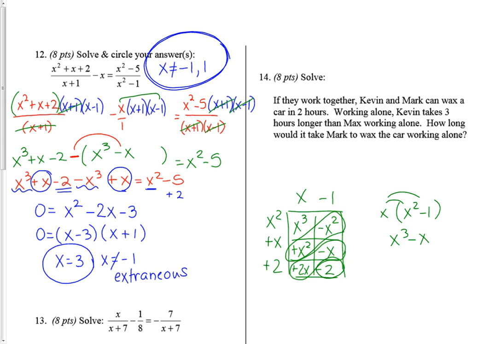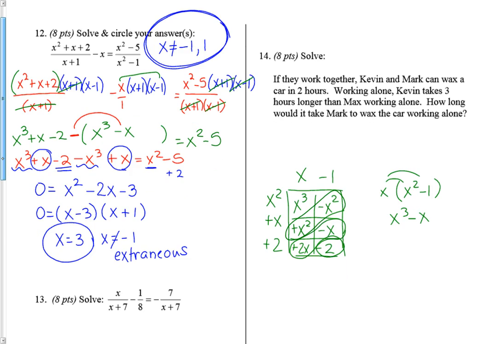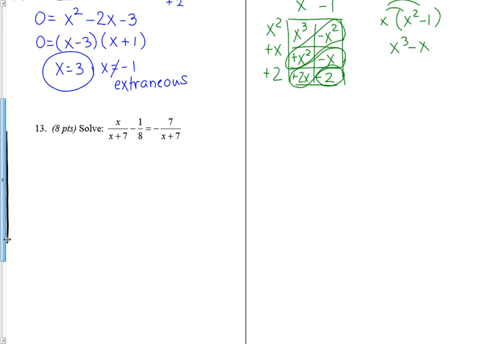All right, so let's scroll down to number 13. This one's already nice and factored for us. So I just need to multiply both sides. Let me rewrite it. I have x over x plus 7, and then I have minus 1 over 8 equals... I'm going to write the negative on the top, otherwise sometimes I lose the negative. Oftentimes I'll do this too: I'll call that plus a negative, and then I don't have any subtraction to worry about. All right, so I've got to multiply both sides by the least common denominator for the whole problem. So I'm going to multiply by 8 times x plus 7. I'm going to multiply that to every single term.